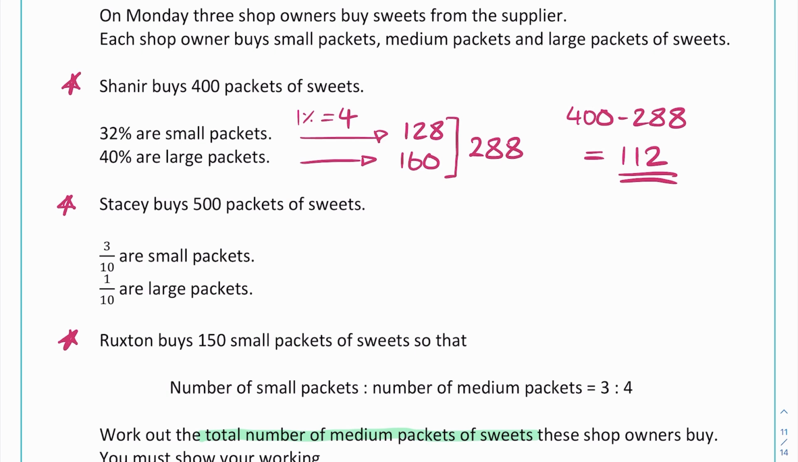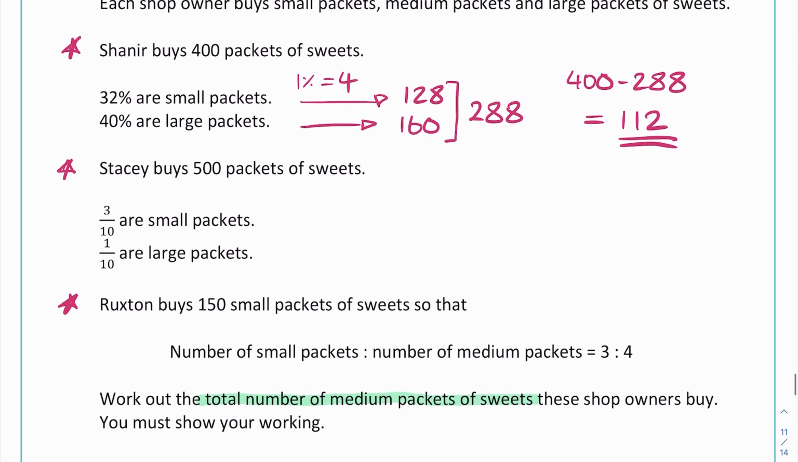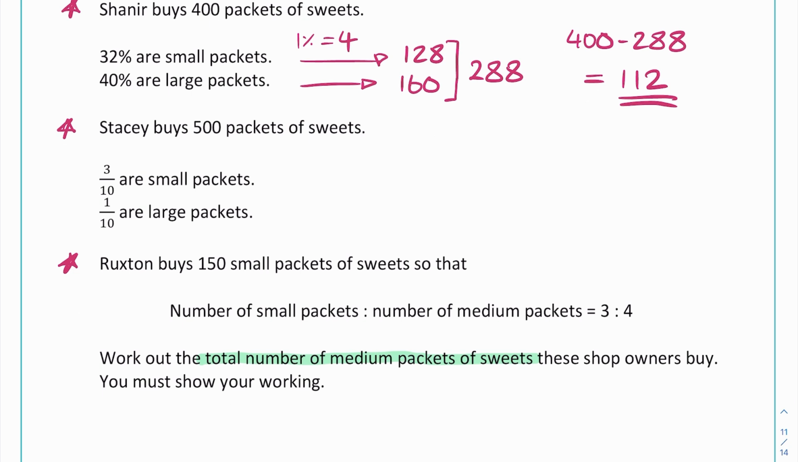So Stacey buys 500 packets of sweets, 3/10 are small, 1/10 are large. So to work out 1/10, you divide by 10. So we could work out this 1/10 straight away. 500 divided by 10 is 50. So that would be 50 packets of large sweets. That's right over here, 1/10 is equal to 50.